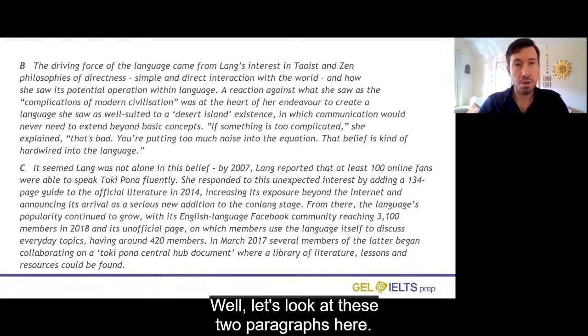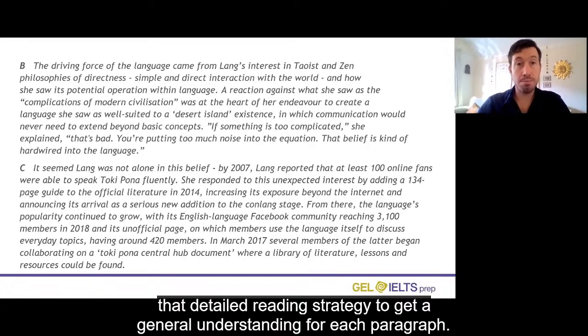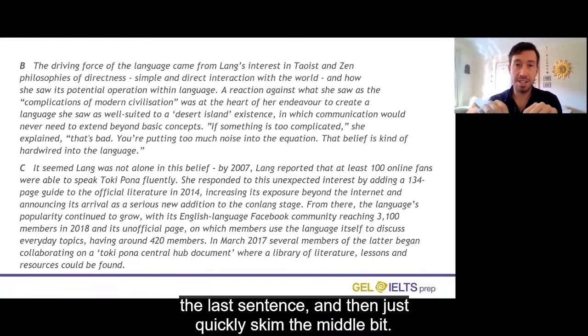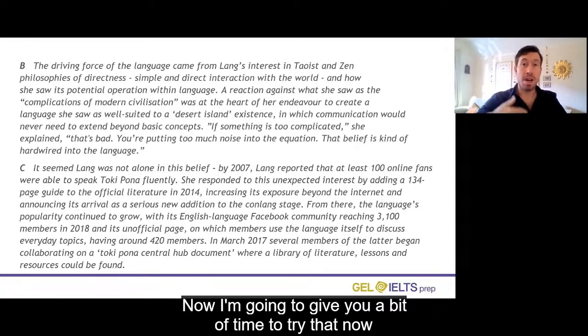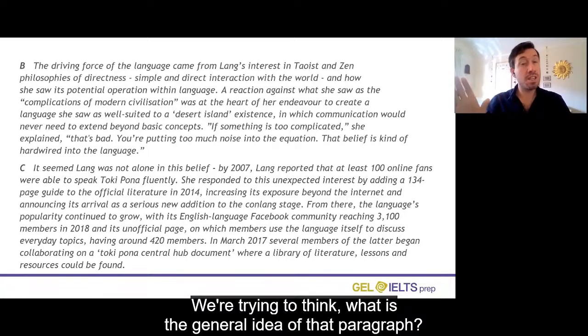Well, let's look at these 2 paragraphs here. Now, what I'd like you to do is to use that detailed reading strategy to get a general understanding for each paragraph. So remember, I want you to read the first 2 sentences of each paragraph, the last sentence, and then just quickly skim the middle bits. Now, I'm going to give you a bit of time to try that now, and then we'll look at them together. We're trying to think, what is the general idea of that paragraph?